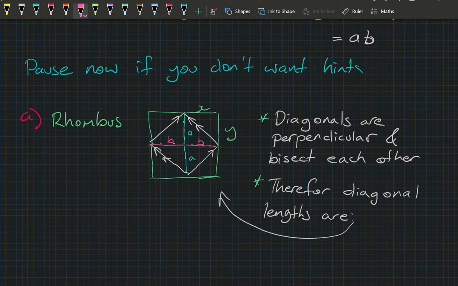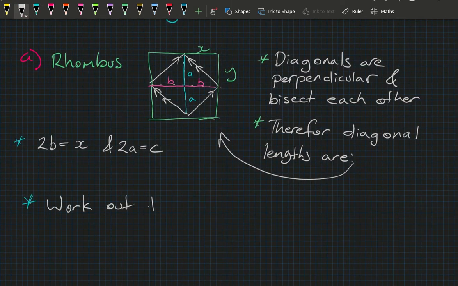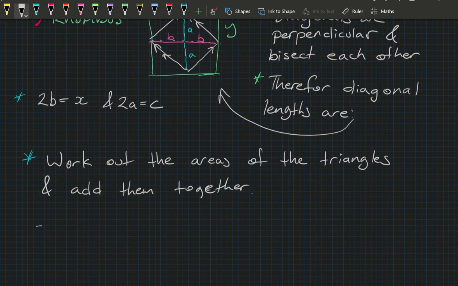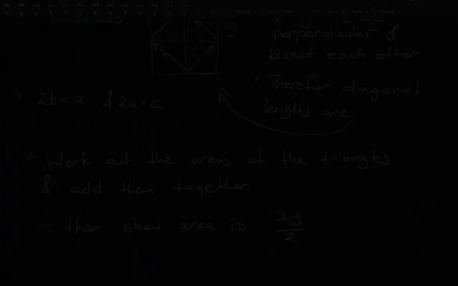And as we pointed out earlier, 2b is equal to y and 2a is equal to c. Sorry, I should have said 2b is equal to x and 2a is equal to c. Just another case of me saying one thing and writing another. Anyhow, from here you should be able to work out the areas of the triangles and then add them together. Then you'll be able to show that the area of the rhombus is x times y, all divided by 2.